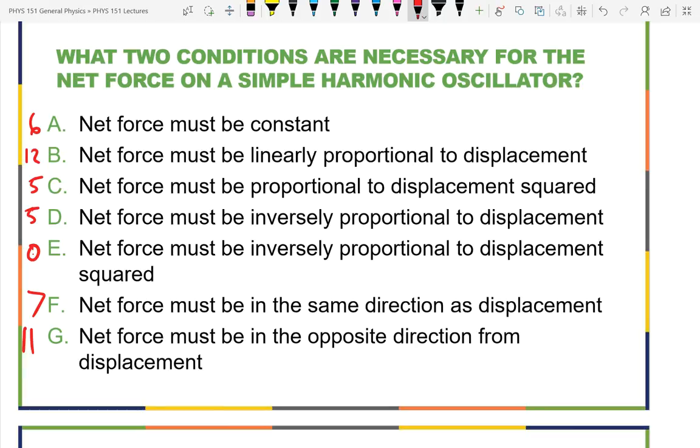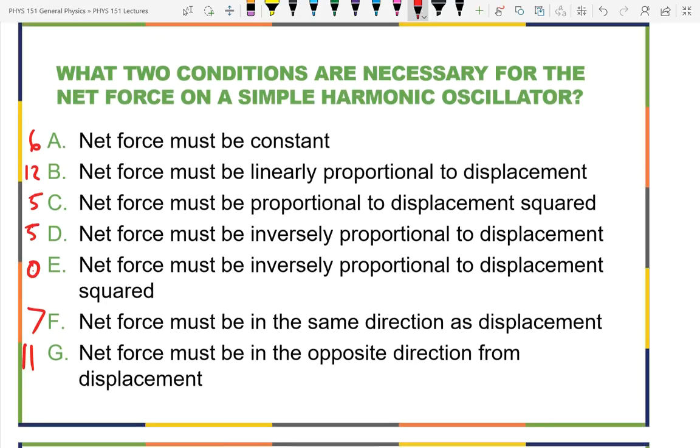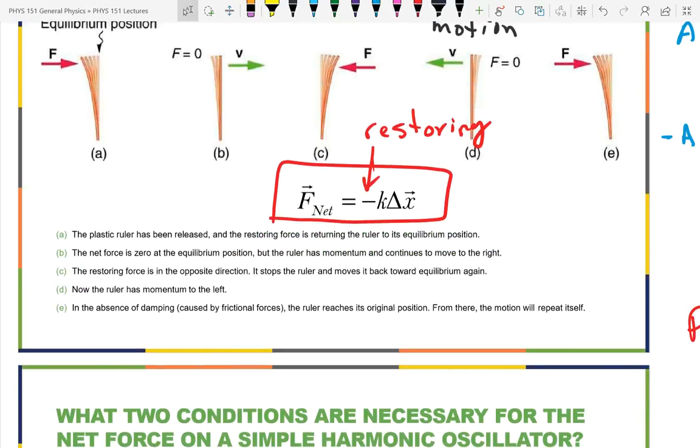Well, after talking to my neighbors, I think it's B. The net force must be proportional to the displacement because it matches with the equation. That's a good answer. This is the equation. We have a minus sign, so that means the force has to be in the opposite direction of the displacement so that it restores it to equilibrium.